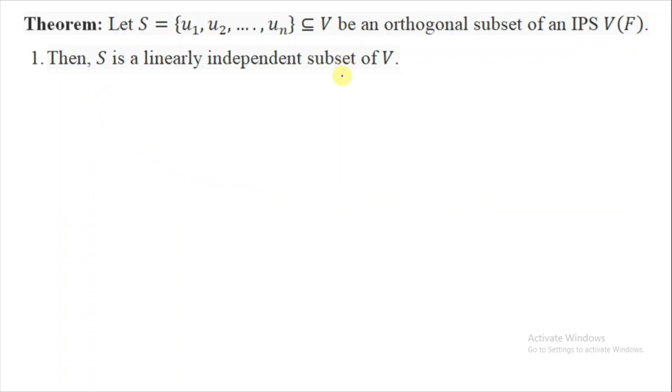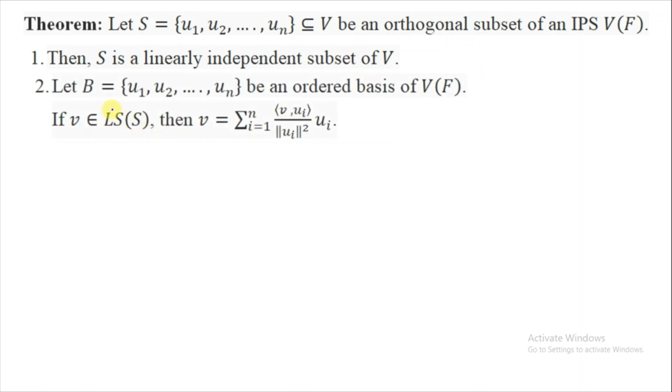Then S is a linearly independent subset of V. That means any orthogonal set is a linearly independent subset. The orthogonal set must be a subset of the vector space, a linearly independent subset. So let B equal U1, U2, ..., Un be an ordered basis, any ordered basis.